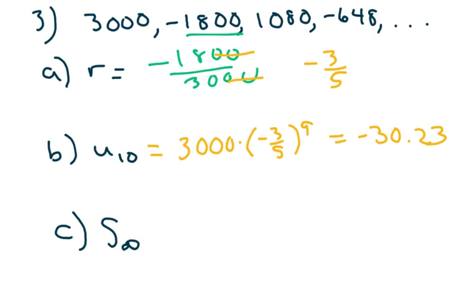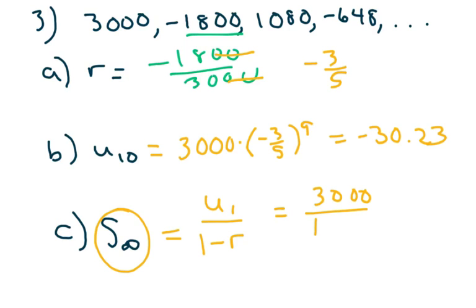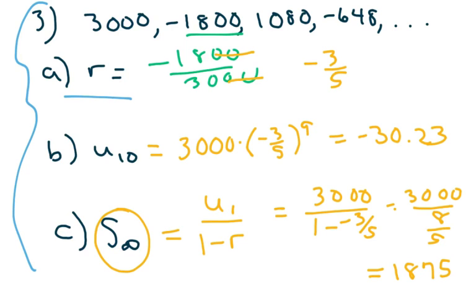And they want you to find the infinite geometric sum, which your formula is u of 1 over 1 minus R. So that's just going to be 3,000 over 1 minus a negative 3/5, which is 3,000 over 8/5, which equals 1875. So you notice your question is always about the same. They want R, they want a certain term, and they want the infinite sum.